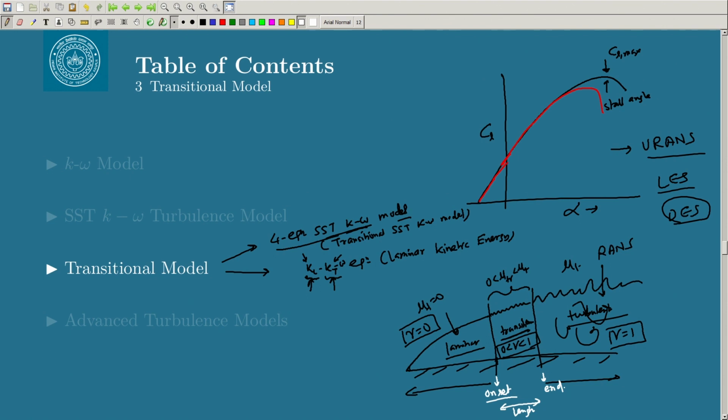In fact, in the earlier models, even if you were using a transitional model, you had to give the onset, the point where you want the flow to become transitional, and then it automatically started changing the value of mu t from that region, otherwise mu t will be 0. But now models are smart, they can predict the onset of transition, and also how large the transition region will be, when it will become turbulent, whether it will become turbulent, and those kinds of things. Further, the transition can be of many types.